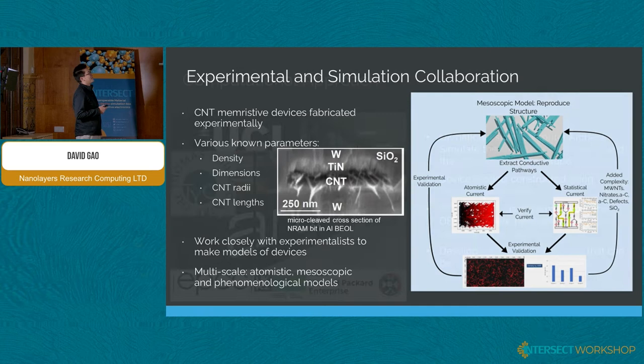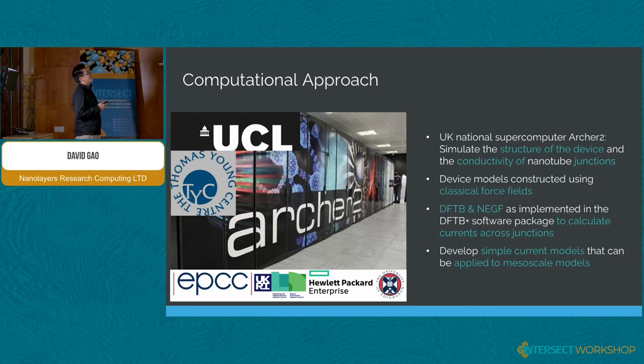Okay, so very briefly, I think our computational approach mainly is meant to simulate the structure of the entire device, as well as the conductivity of nanotube junctions. So conductivity or the current that goes through them, they're more or less related, right? Our device models are constructed using classical force fields, but a bit more coarse-grained. So these are mesoscopic models.